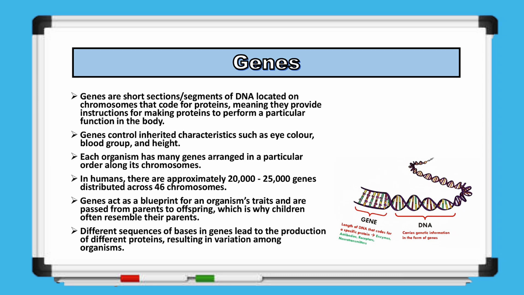Genes control inherited characteristics such as eye color, blood group, and height. Each organism contains many genes, and these genes are arranged in a specific order along the chromosomes. In humans, there are approximately 20,000 to 25,000 genes spread across 46 chromosomes. These genes act like a blueprint for an organism's traits, passed on from parents to offspring, which is why children often resemble their parents. Different sequences of bases within genes produce different proteins, and this leads to variation among organisms.